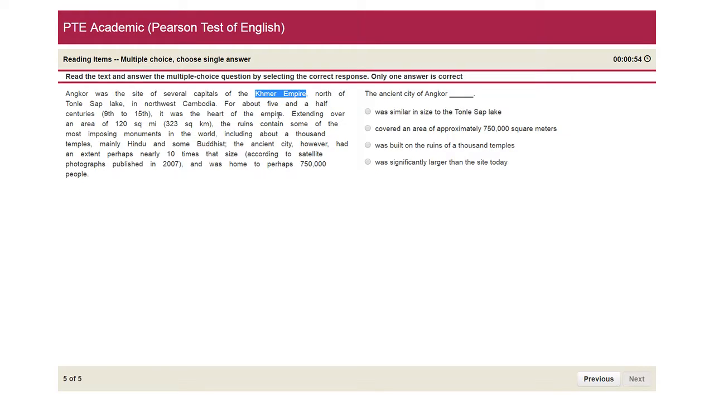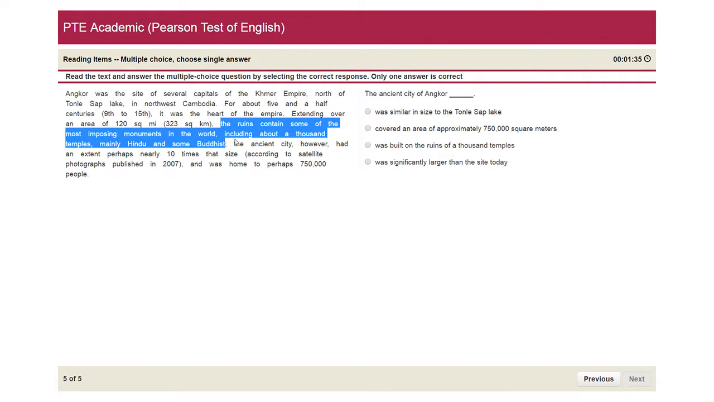Let's read further. Extending over an area of 120 square miles or 323 square kilometers. This phrase is talking about how much Angkor covered. The ruins contain some of the most imposing monuments in the world, including about 1,000 temples, mainly Hindu and some Buddhist. So it was this large, and it covered imposing monuments of temples, Buddhist and Hindu. Now let's continue.